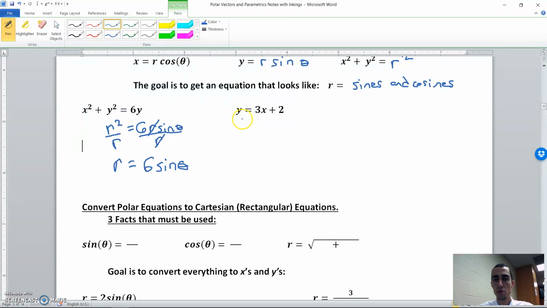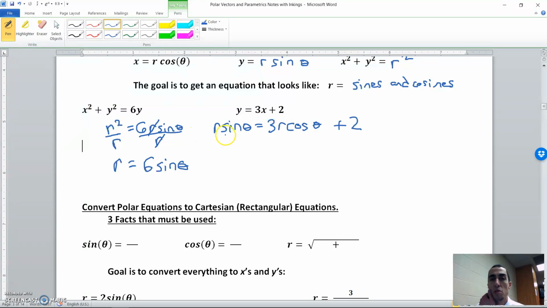Next, y equals 3x plus 2. So I look up there and I see that y equals r times the sine of theta. So let me substitute an r sine of theta there. In place of the x, let's substitute r times cosine theta. Let's not forget that plus 2 tacked on to the end there. I look over here and I see that I've got an r on the left side and we've got an r on the right side.